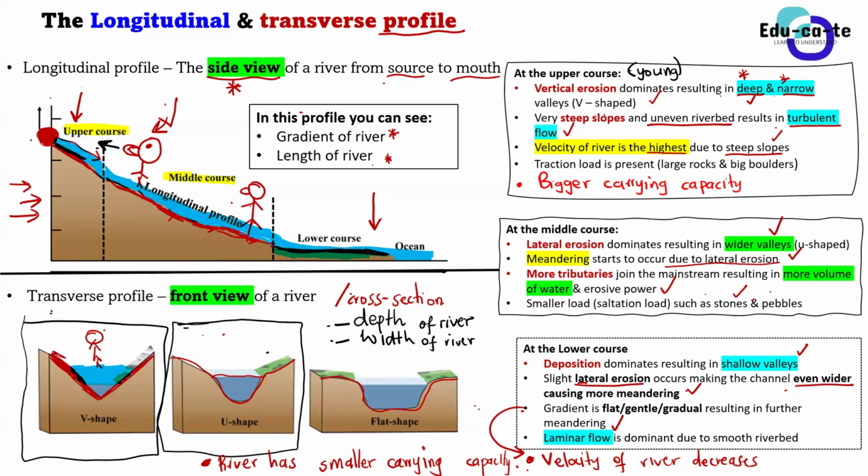First, you explain the gradient. Very naturally, the gradient is gentle at the lower course. You don't have to explain why it's like that, because it is very gentle. We can see it from the side profile, right? There's a gentle gradient, or you can say that there's a gradual gradient. You can say that there's a flat gradient at the lower course of the river. That's 1 point. 2 marks.